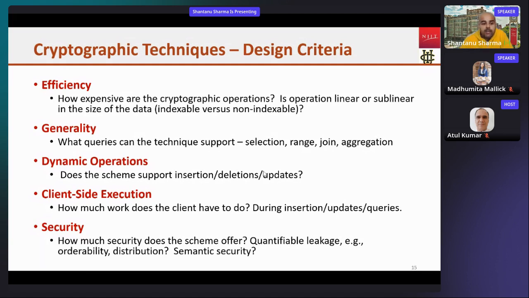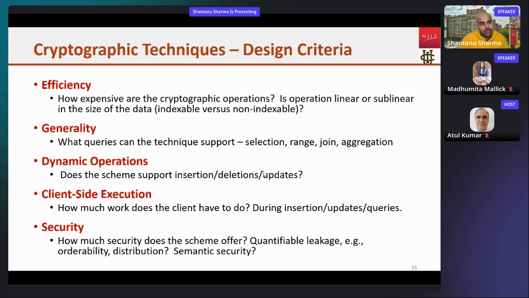Another part is the client side execution. These techniques are designed to perform some types of operation, but how much is the client performing to execute the query? Are there multiple rounds of communication, or is the client doing most of the work at their side, downloading half of the data set and then decrypting it and then getting the answer? So how much work the client is doing is also an important criterion when we think about cryptographic techniques.